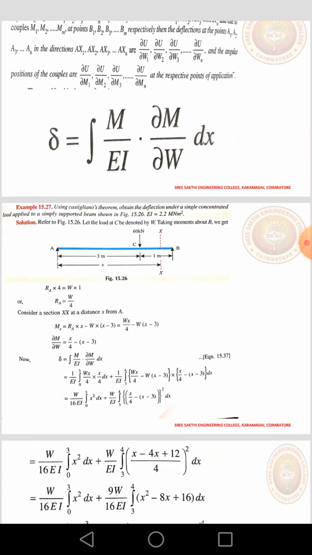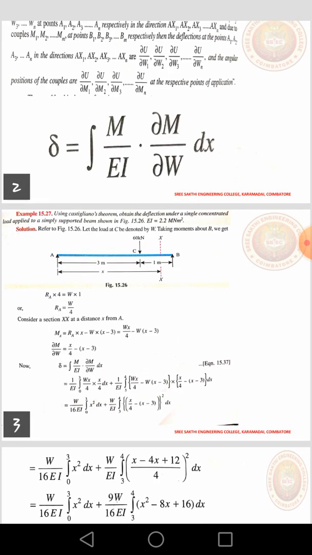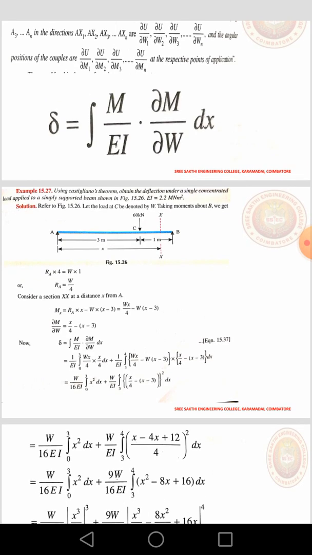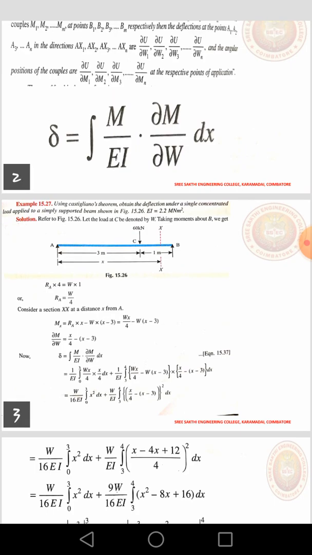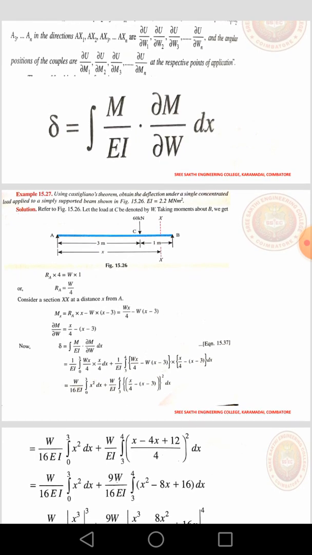First, using Castigliano's theorem, obtain the deflection under a single concentrated load applied to a simply supported beam as shown in figure. EI equal to 2.2 meganewton meter squared. We know what a simply supported beam is: a beam that has a pinned support at one end and a roller support at the other end. Here the beam is a simply supported beam and the EI value is 2.2 meganewton meter square.